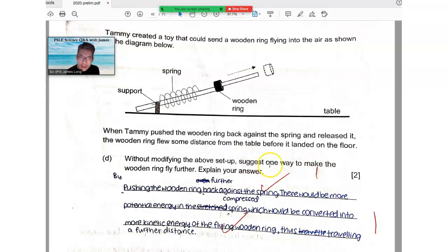I suggest one way to make the wooden ring fly further. So how can you answer this? Two ways of answering. You answer by there's more elastic potential energy stored in the spring. They will convert to more KE in the wooden ring, like how this child has written it. More potential energy in the compressed spring converts to more KE in the flying wooden ring. Of course, then you can fly further.